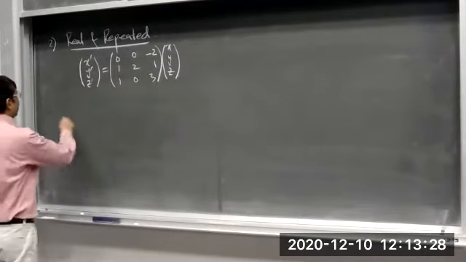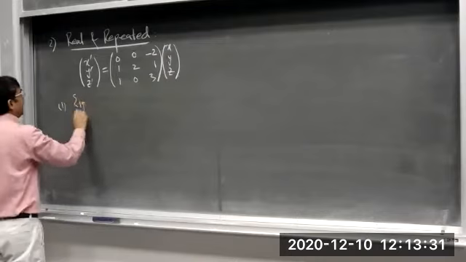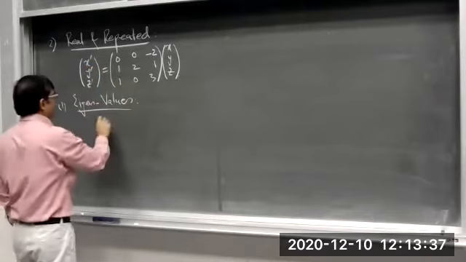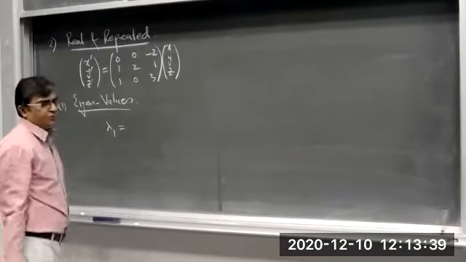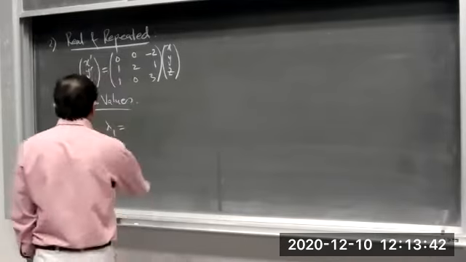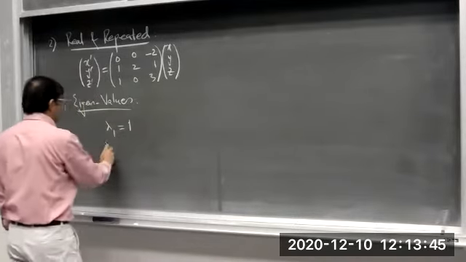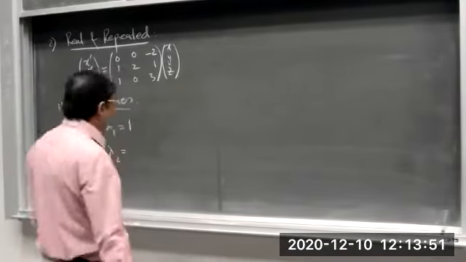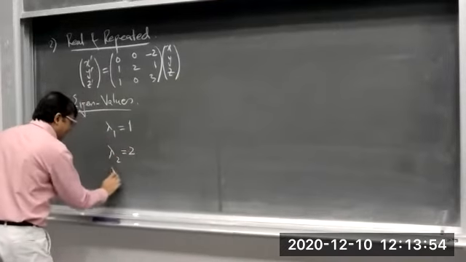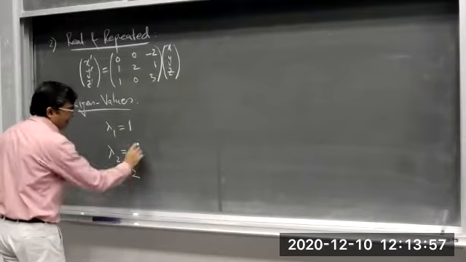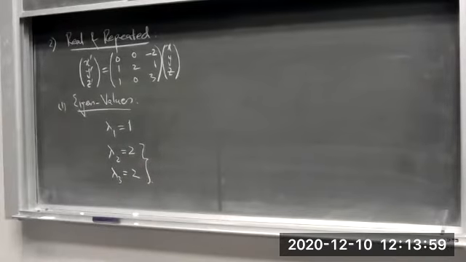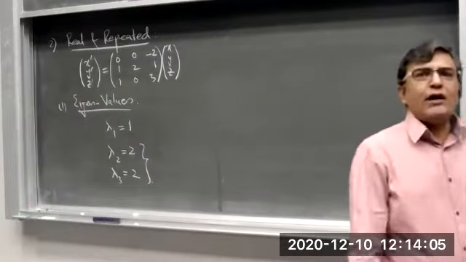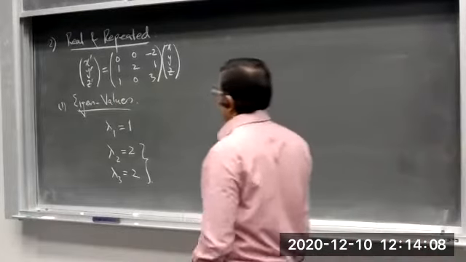First, what we do, we have to find the eigenvalues. After finding the eigenvalues of this matrix, you would see that we obtain lambda 1 equal to 1, lambda 2 equal to 2, and lambda 3 is again 2. So this eigenvalue is repeated. It appears 2 times, the same root. Now one root is distinct and the other 2 roots are identical.